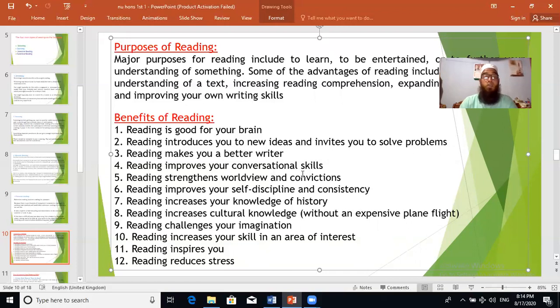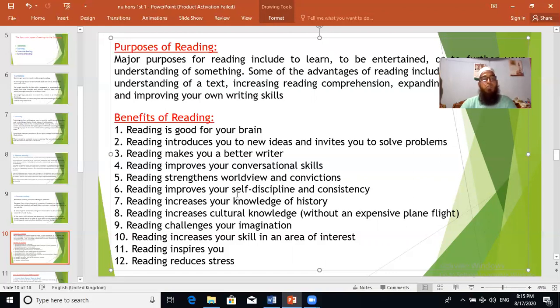If you want to speak well, if you want to be a good orator, I mean speaker, you should have the reading habits also. Reading improves your conversational skills, speaking skills. Reading strengthens worldview and convictions, your idea about different things, different doctrines, and different cultures of the world, different countries of the world. It enhances, it enlarges your outlook about the world and different doctrines of the world, different theories of the world.